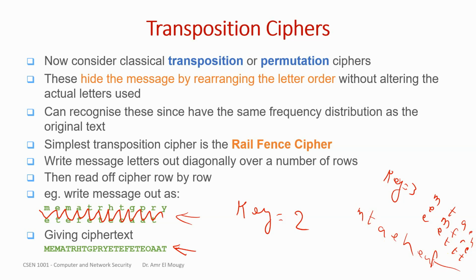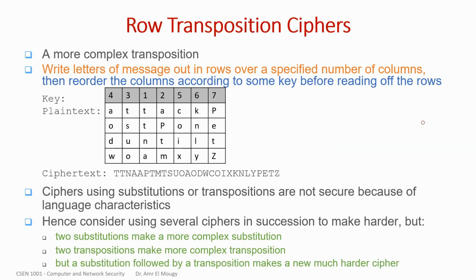And if you know actually the key, you know the number of rows, then you can easily decrypt. Obviously, the rail fence cipher is very, very easy. It's straightforward and very easy to break. It's vulnerable also to several types of cryptanalysis or things like that. One that is a little bit more sophisticated is called the row transposition cipher. Basically, you determine the length of the key.